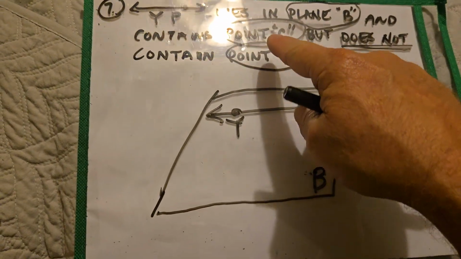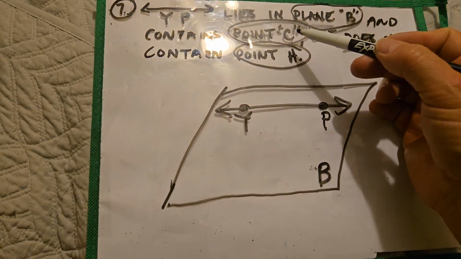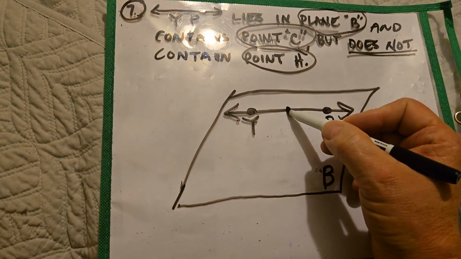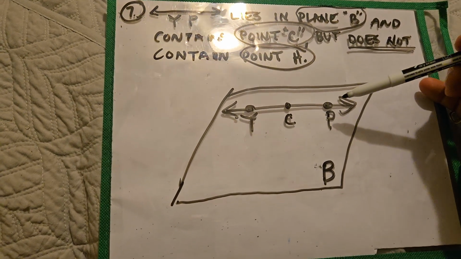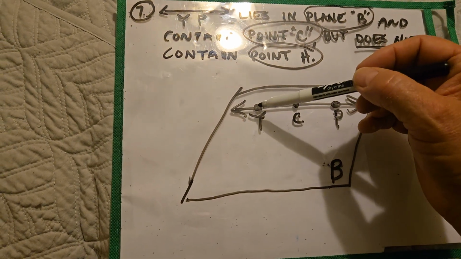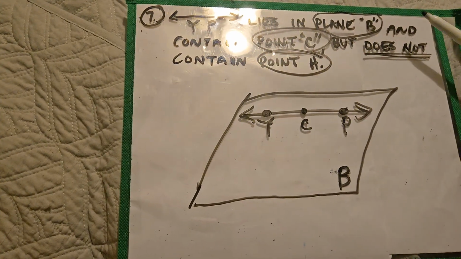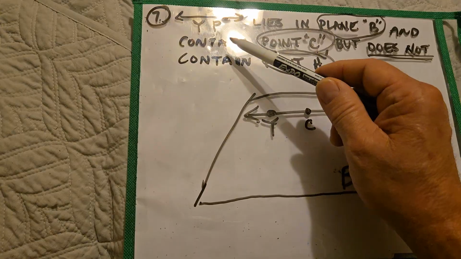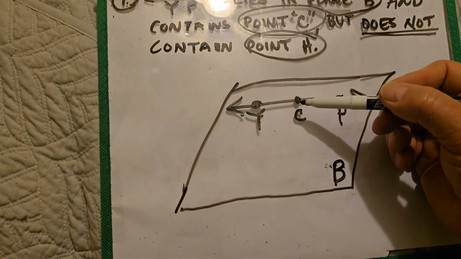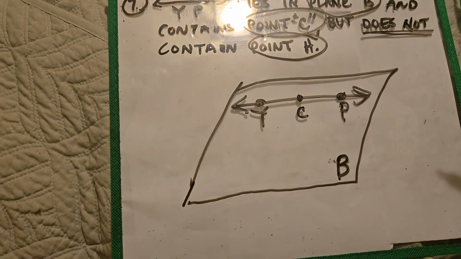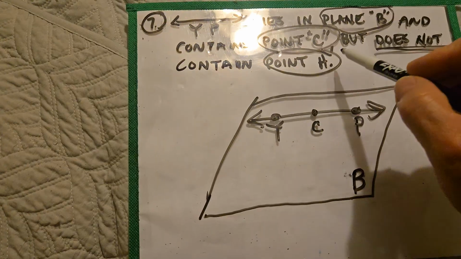We know that, but it says and it contains point C. So we need to draw point C in the middle of it, right? Because the way that we label lines is there are two endpoints, right? So line YP, and then they also told us that it also contains a point C. So I just drew it in the middle. I didn't necessarily have to draw it in the middle, but it just made more sense to draw it in the middle. And then it says, but does not contain point H.